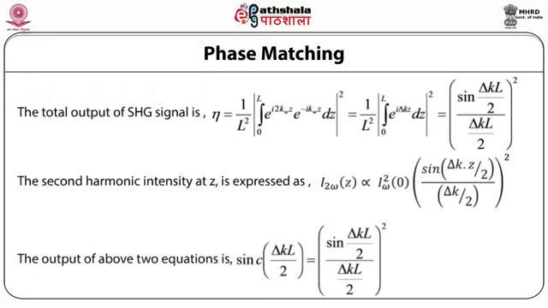The output of the second harmonic intensity could be written as a sinc function and is given by sinc (delta k L by 2) is equal to sine (delta k L divided by 2) divided by (delta k L divided by 2), whole squared.